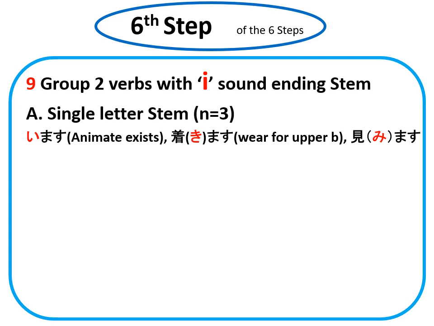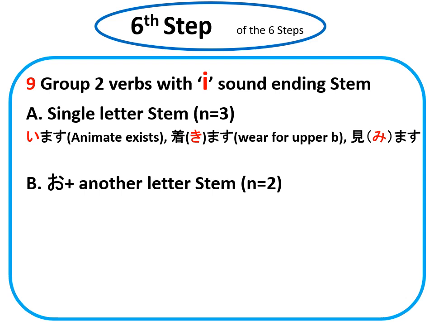Imasu, meaning things exist. Kimasu, remember kimasu, the other kimasu with different kanji was group 3, remember? But kimasu to wear for upper body is group 2, in particular second type of group 2 verbs. Mimasu, okay? So all 3 has got only single letter stem with "i" ending.